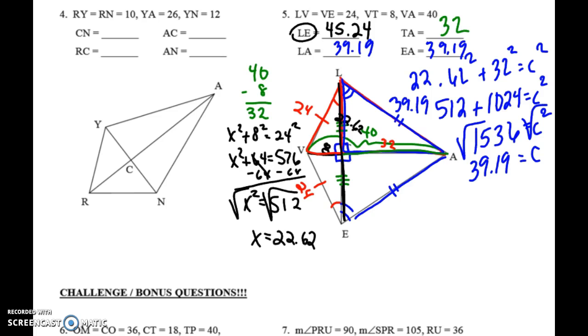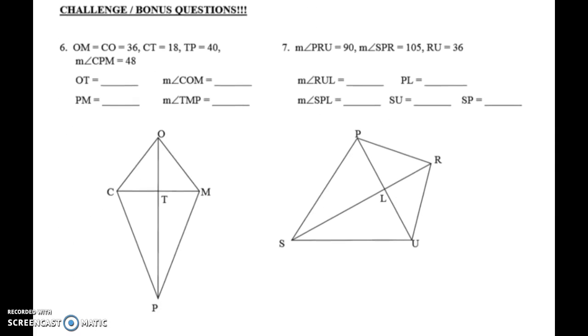Okay? Now I'm going to give you a couple of seconds for number 6 and 7 because those are challenge problems. You cannot right now figure out SU or SP, so don't worry about those two. Okay? But I'm going to give you a couple of minutes. These are meant to be a challenge. Okay? So do as much as you can.